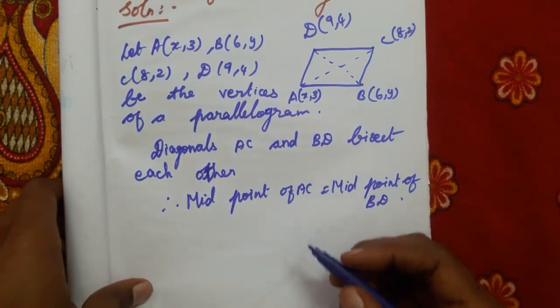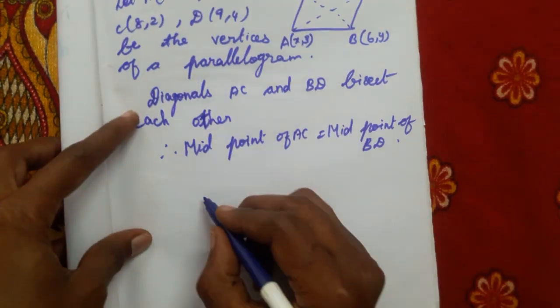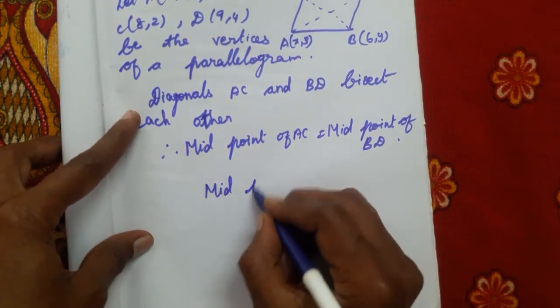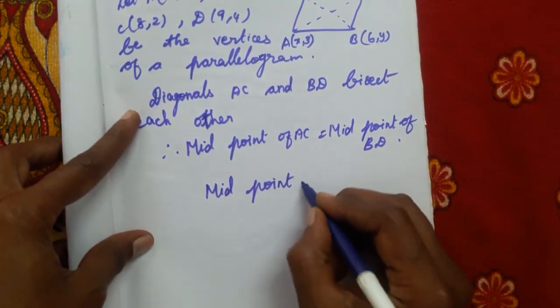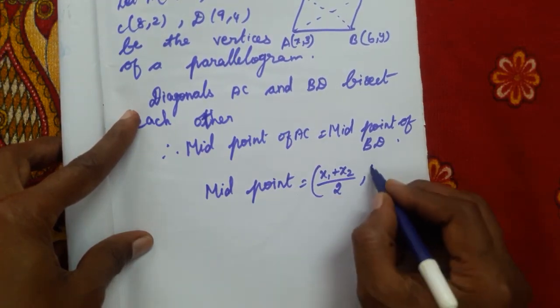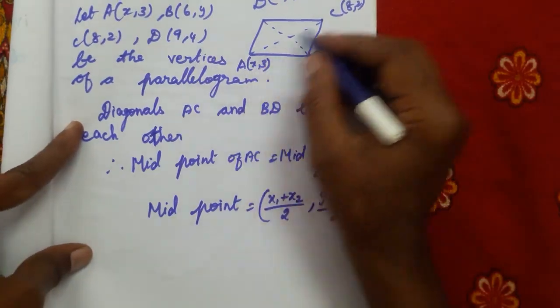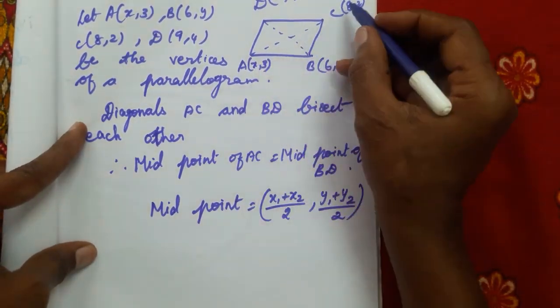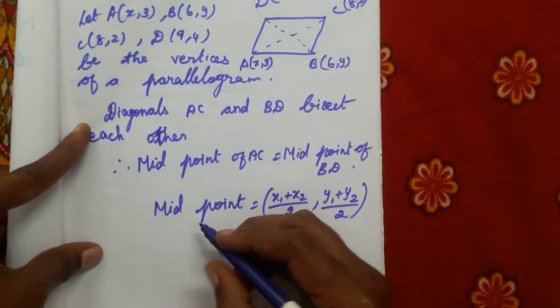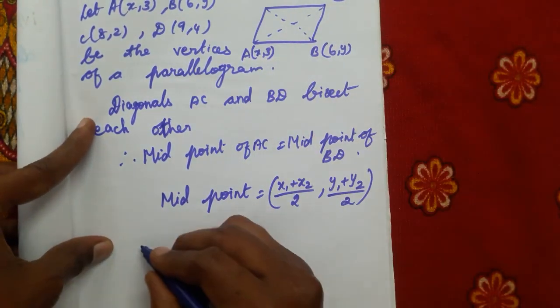What is the midpoint of AC? You know that the midpoint formula is: midpoint is equal to (x1 plus x2) by 2 comma (y1 plus y2) by 2. Midpoint of AC means (x plus 8) by 2, where x1 is x and x2 is 8.